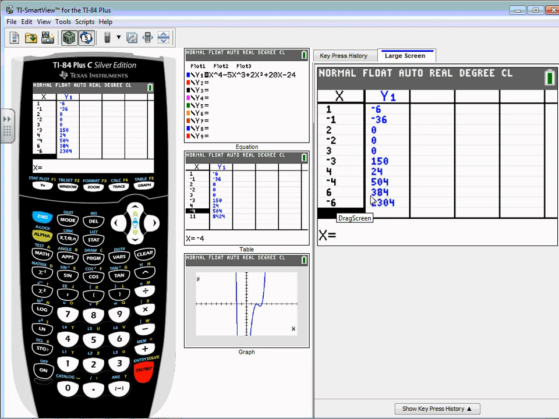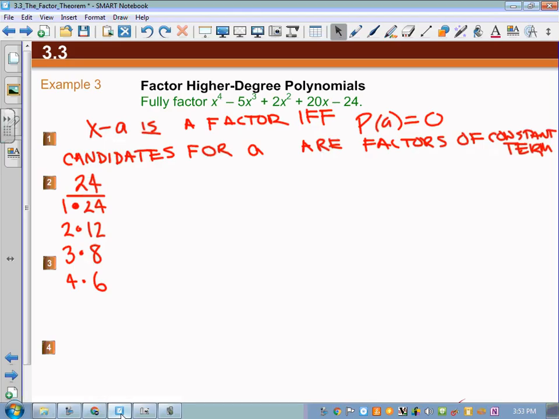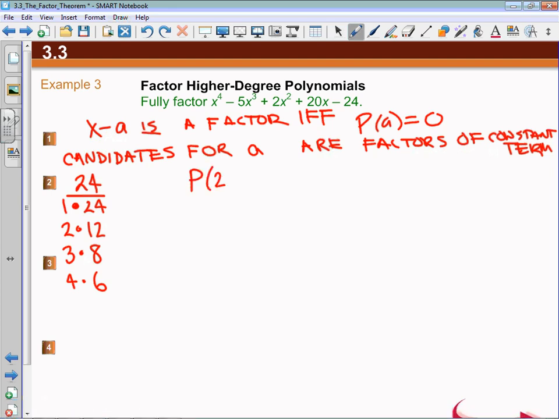Now I'm going to put those on the page. So that's 2, negative 2, and 3. So we found that P of 2 is equal to 0, P of negative 2 is equal to 0, and P of 3 is equal to 0. And I'm just going to put that from our table there.